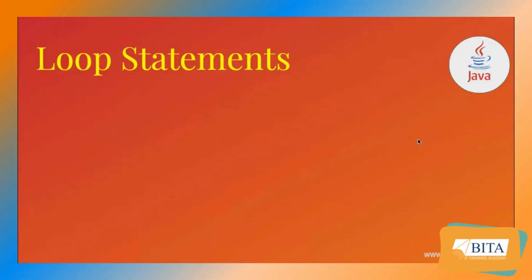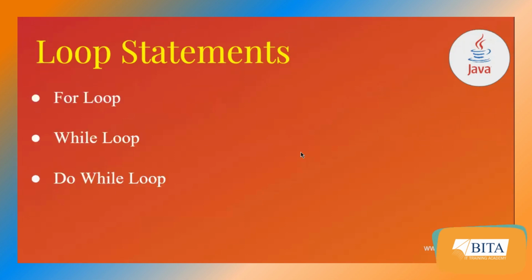So today in this video, we are going to see about the loop statements. In programming, sometimes we need to execute a block of code repeatedly while some condition is true. It will execute a set of instructions in a repeated order to satisfy a particular condition. Here we have three types: the for loop, the while loop, and the do while loop.